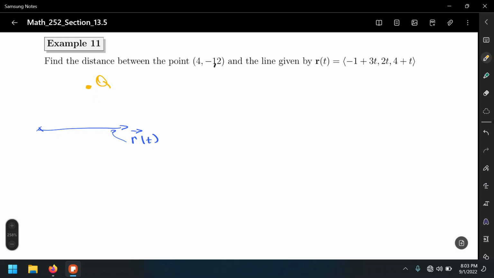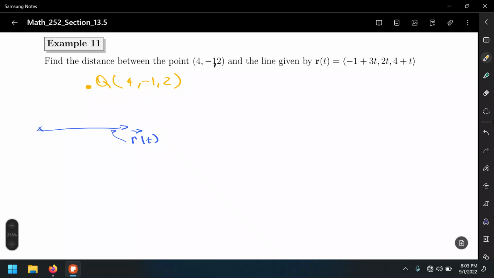Q is a point that is not on the line. Q, which is (4, -1, 2). Okay, so we want to find the distance between that point and the line. However, we don't have a point P that is on the line, so we can define a vector as we did in the derivation, but we can find one.